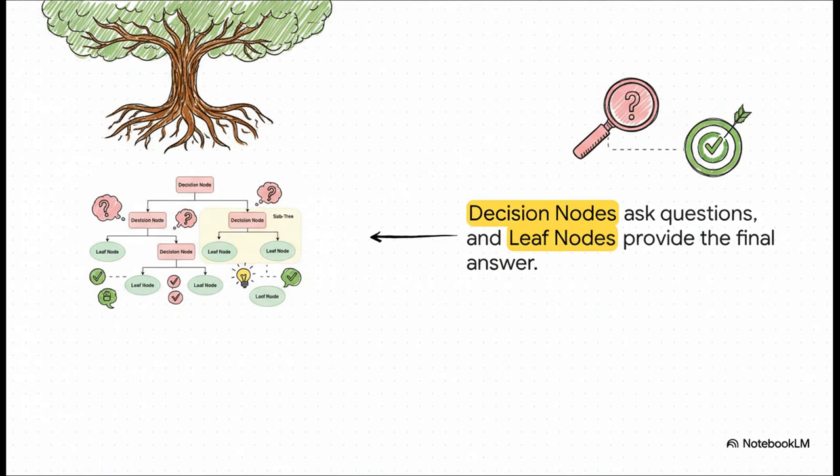So, what's it made of? It's actually super simple. You've got the root node right at the top. That's where it all starts. Then you follow the branches down to these decision nodes. Think of these as the question askers. They're what split your data up. And finally, you get to the leaf nodes at the very bottom. These are the endpoints. They don't ask any more questions. They just give you the final answer, the prediction.